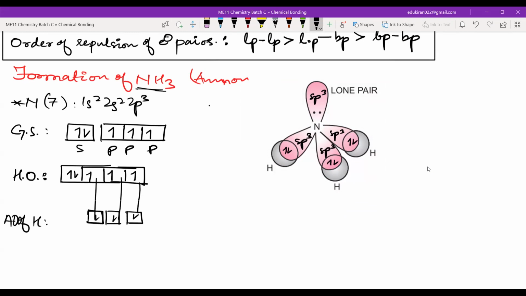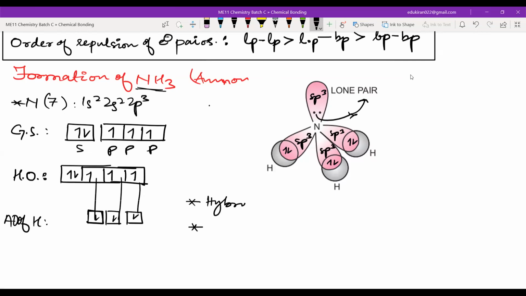Two electrons here each. What are these two electrons? These are the lone pair. So again, what is the geometry? What is the geometry, guys? Tetrahedral. Yeah, very good.